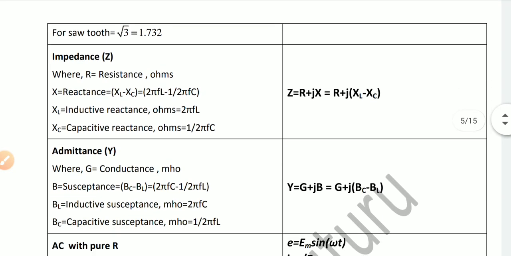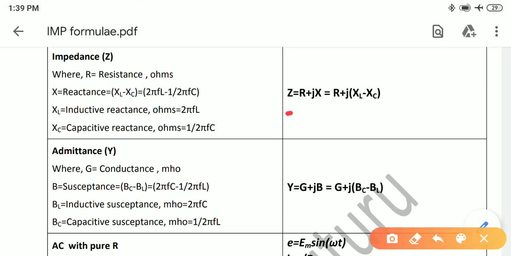Next term, impedance. It is the sum of resistance and reactance. Therefore, it is equal to R plus jX, where R is called the resistance and X is called the reactance. Its value is R plus j(XL minus XC), where XL is called the inductive reactance, with value 2 pi FL, and XC is called the capacitive reactance, with value 1 by 2 pi FC. The unit for resistance is ohms, the unit for reactance is also ohms. Therefore, the unit for impedance is also ohms.